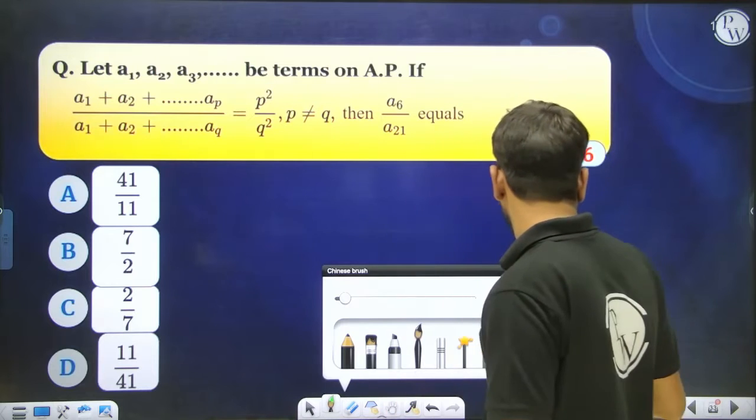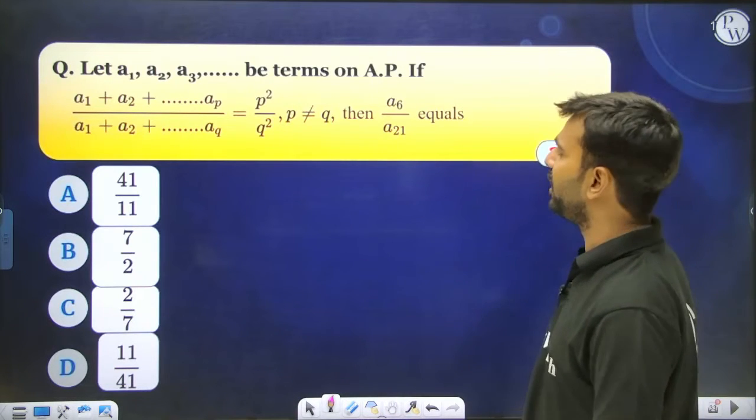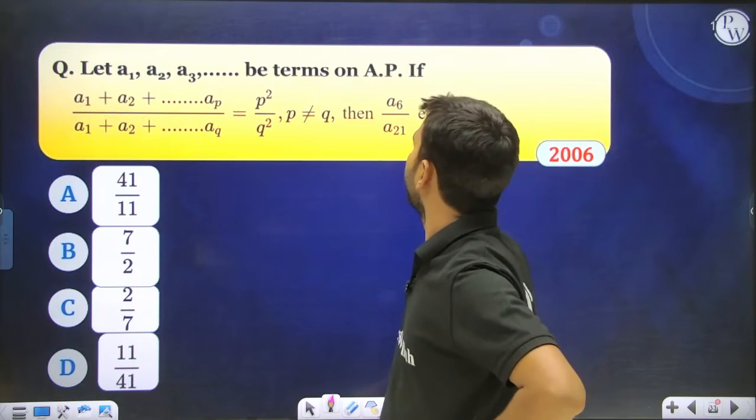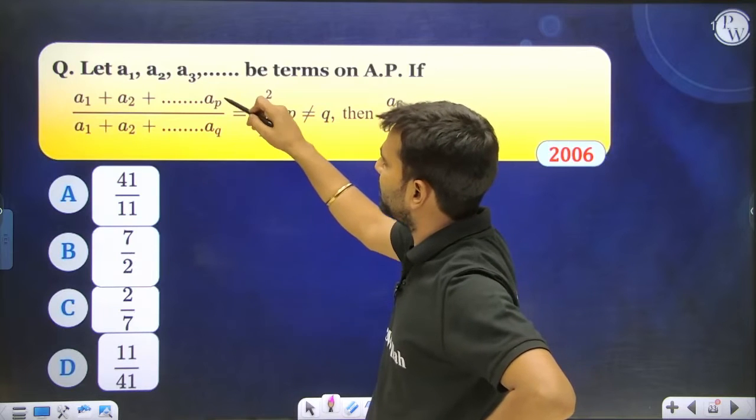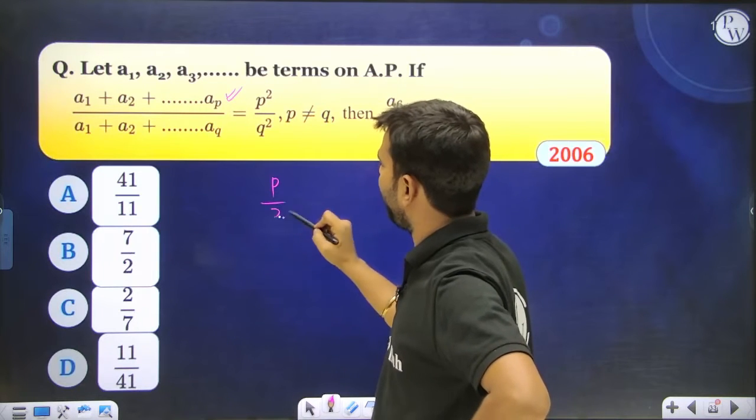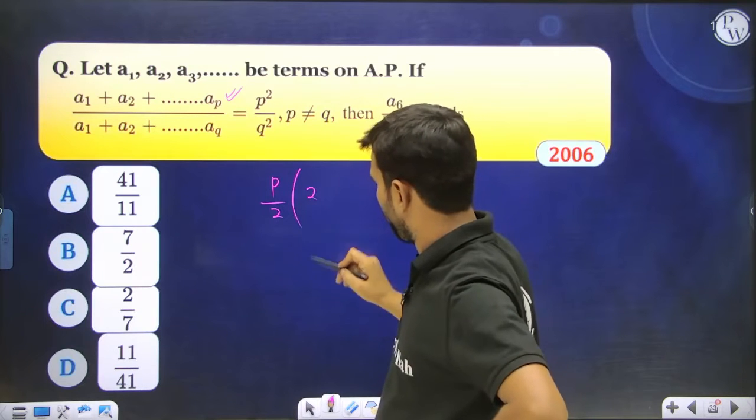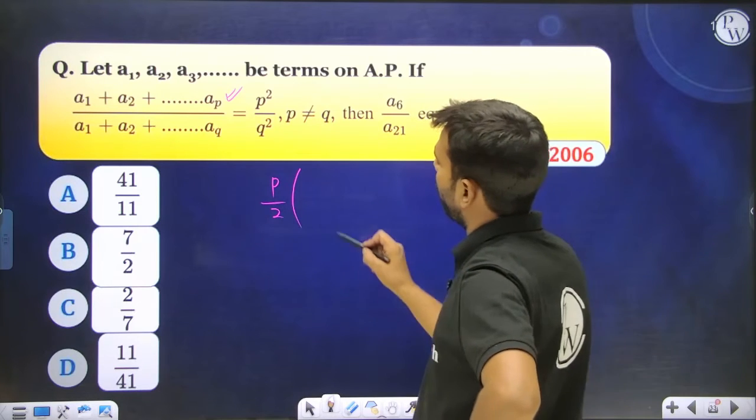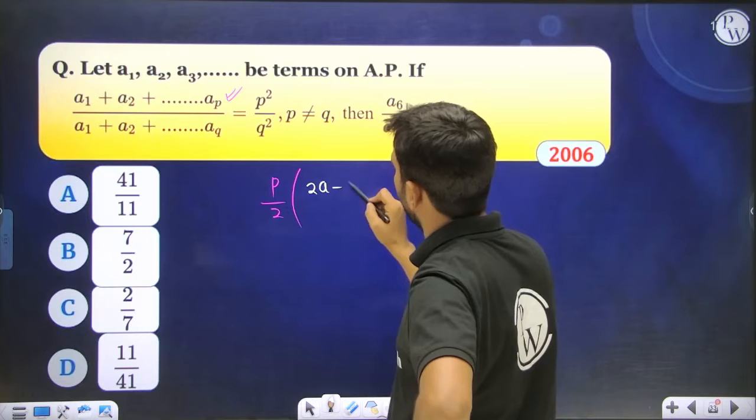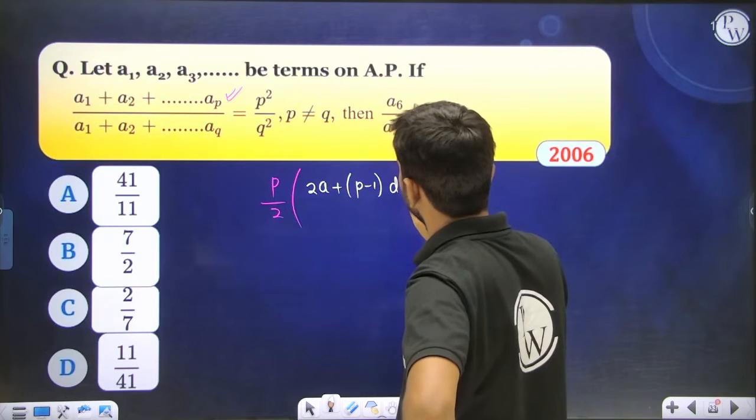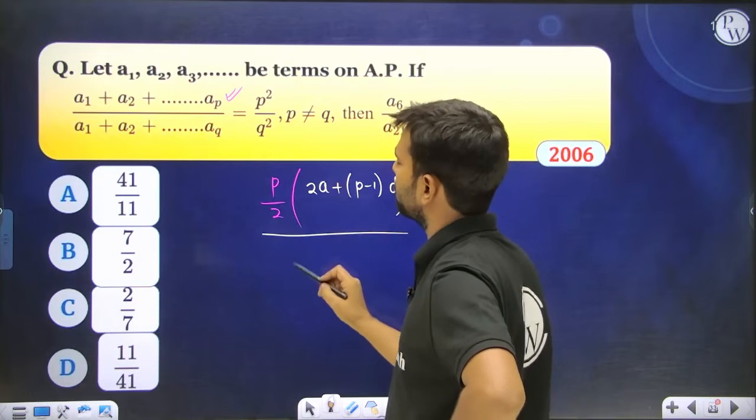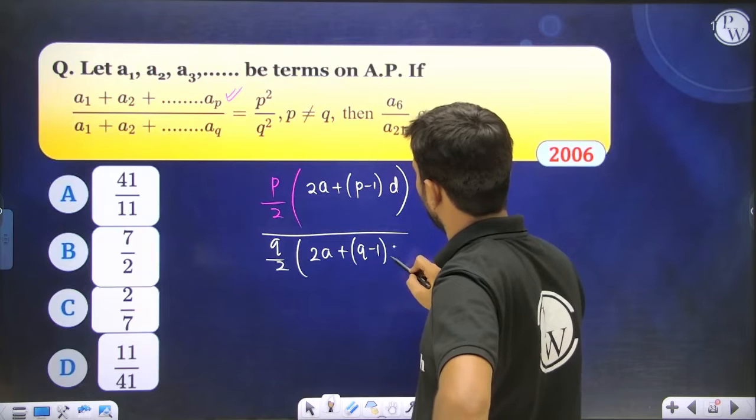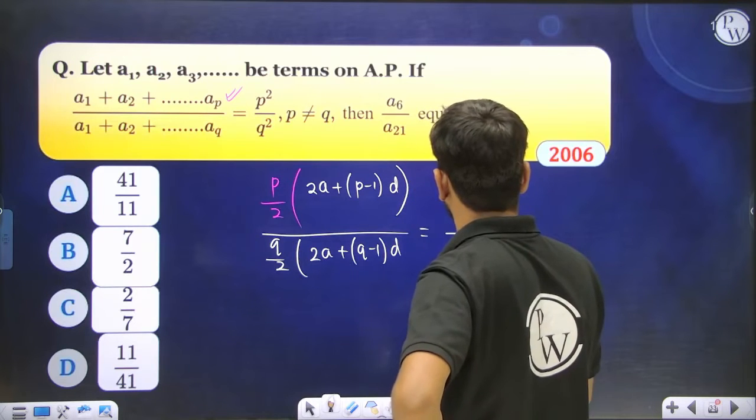Okay. Let A1, A2, A3 and so on be a few terms of the AP. If this is the thing given to me, then A6 upon A21 is going to be what? Alright, let's talk about this. This is nothing but the sum of the first P terms of an AP. So it is going to be P by 2 times A1 plus AP, or we can also say P by 2 times 2a plus p minus 1 into d, if d is the common difference we are assuming. And over here, this is the sum of first q terms, so q by 2 times 2a plus q minus 1 into d. Okay, this is equal to p square upon q square given to me.